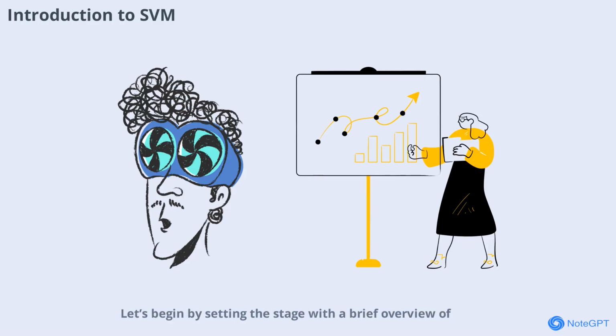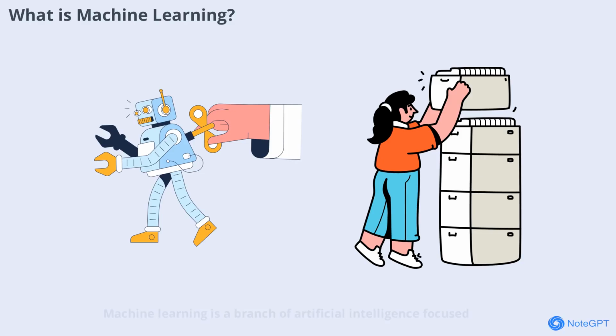Let's begin by setting the stage with a brief overview of machine learning and the role SVM plays in this exciting field. Machine learning is a branch of artificial intelligence focused on developing algorithms that enable computers to learn from data. Rather than being explicitly programmed for every task, machines use these algorithms to identify patterns, make predictions, and improve over time. Machine learning overlaps with statistics, drawing on mathematical foundations to create robust models. Over the years, various techniques have emerged, each suited to different types of problem. SVM stands out as one of the most effective tools for supervised learning, especially when dealing with classification and regression.